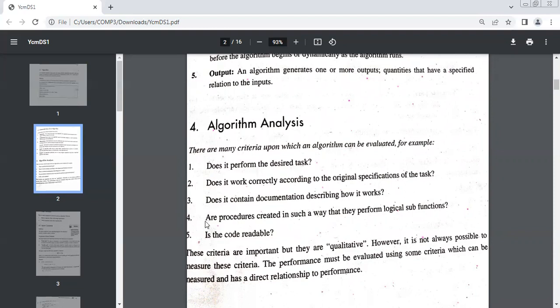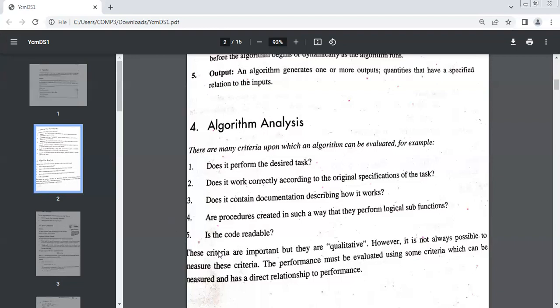And the fourth condition is: are procedures created in such a way that they perform logical subfunctions? And the last one is: is the code readable? So whenever we define or write an algorithm, that algorithm must satisfy these 5 criteria.